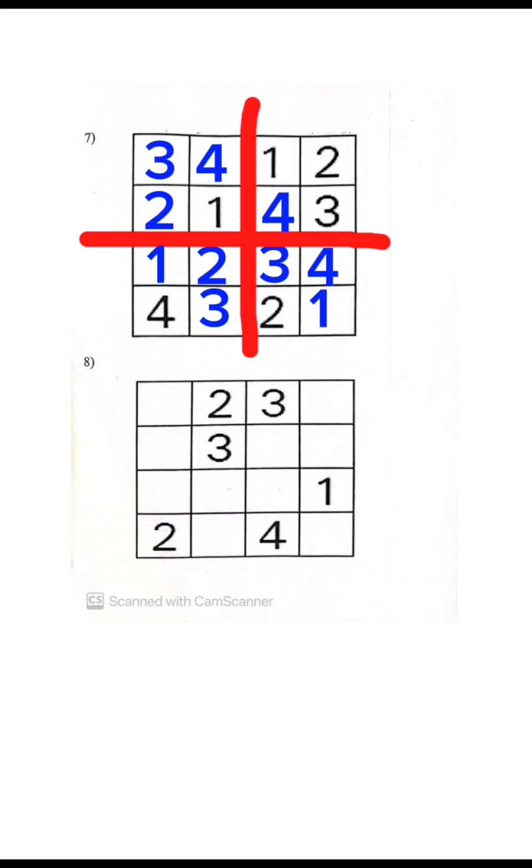Number 8. First, we cut the pattern into 4 subgrids. Now, I look if there is any 3 numbers in a column, a row, or a 2 by 2 subgrid, but there is no 3 numbers. So you can start by row number 1. In row number 1, we have 2 numbers, 2 and 3. So the missing numbers are 1 and 3.